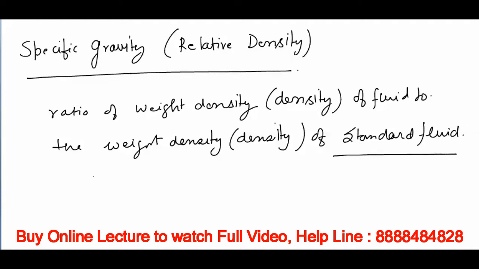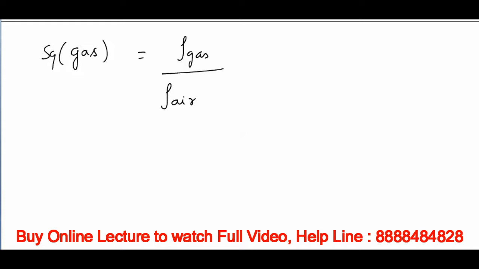Why I am saying like this? Because Sg for liquids is rho of liquid by rho of water, whereas specific gravity for gas is density of gas by density of air. Okay, so these were the basic properties which you need to know for dealing with fluid mechanics.